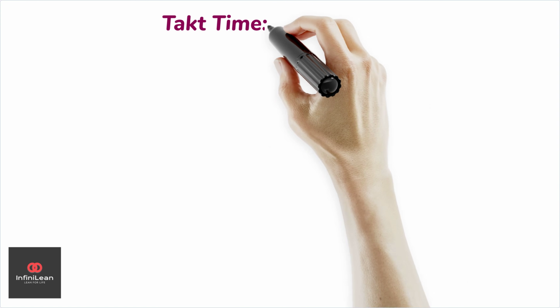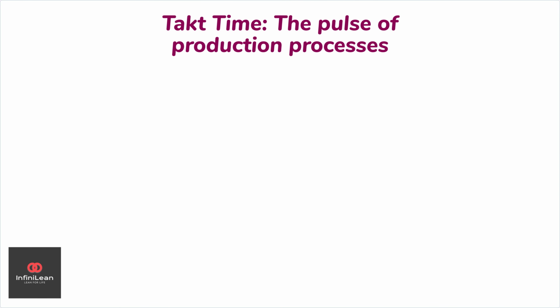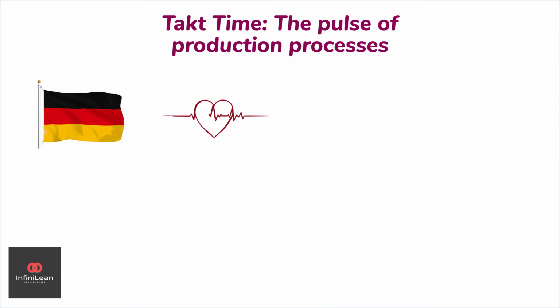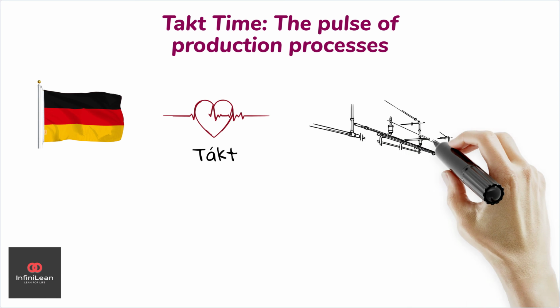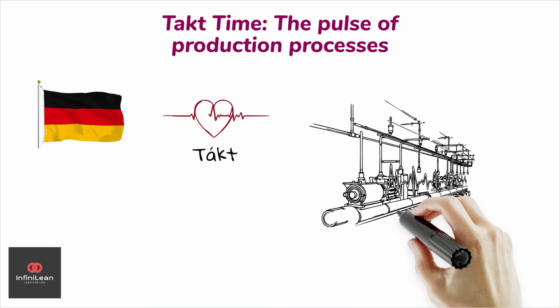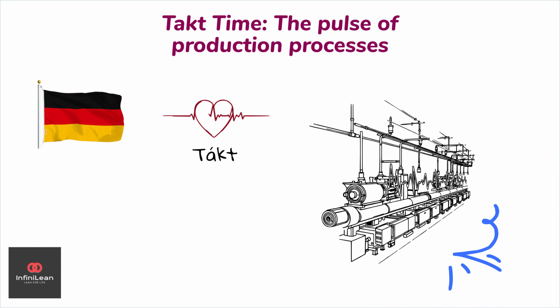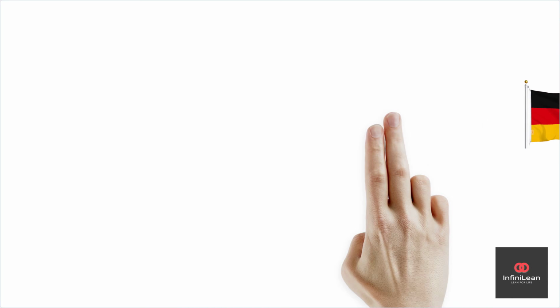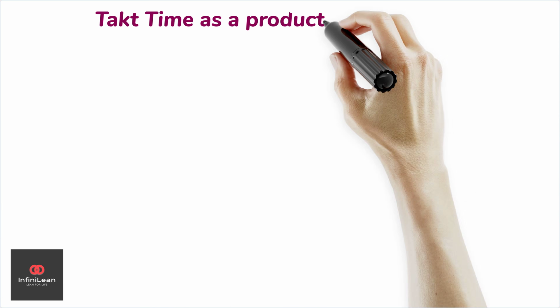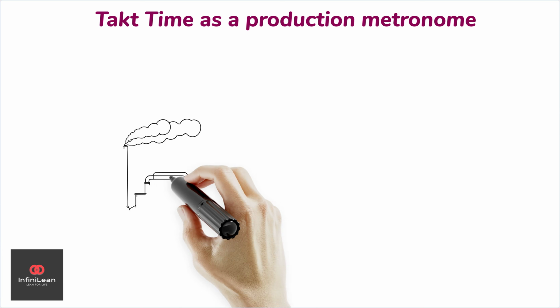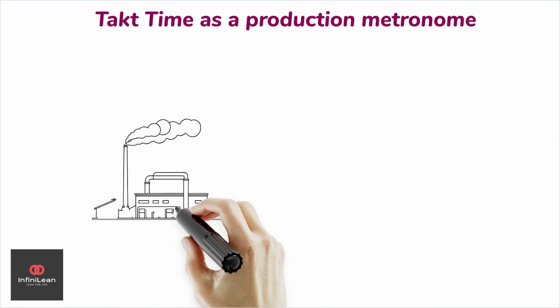Originating from the German word Takt, meaning pulse or rhythm, takt time represents the heartbeat of your production process. In simple terms, takt time is the rate at which a finished product must be completed to meet customer demand. It acts as a metronome for your production, ensuring you produce just the right amount of goods without overproducing.